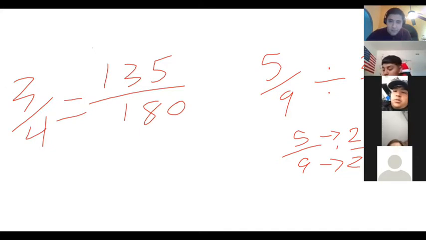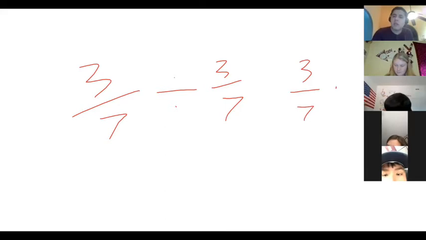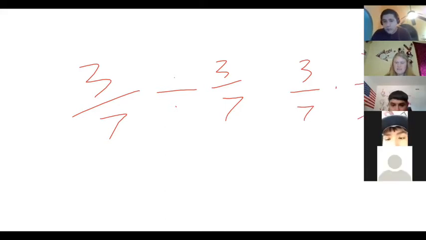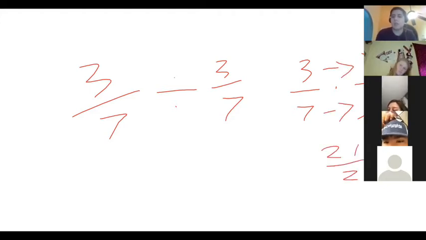Okay. So if we change this to a multiplication problem, what do you notice about this? So the answer would just be one, because both of these are actually reciprocals of each other, right? So 3/7 is the reciprocal of 7/3, right? Since they're both reciprocals of each other, it's just going to be a 1. Because if we do it, 7 times 3 over 7 times 3, that's 21/21, which is equal to 1.